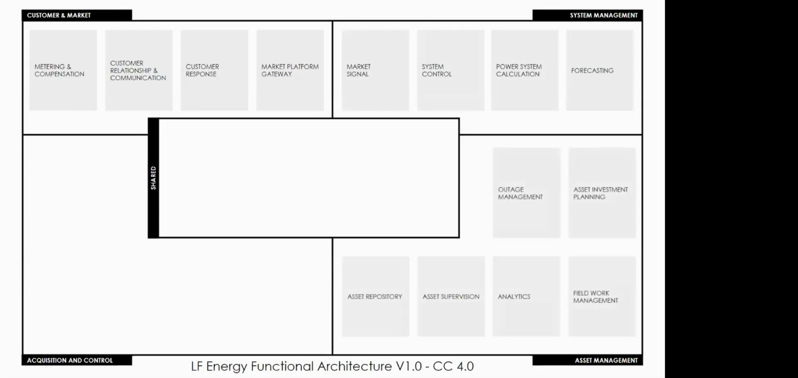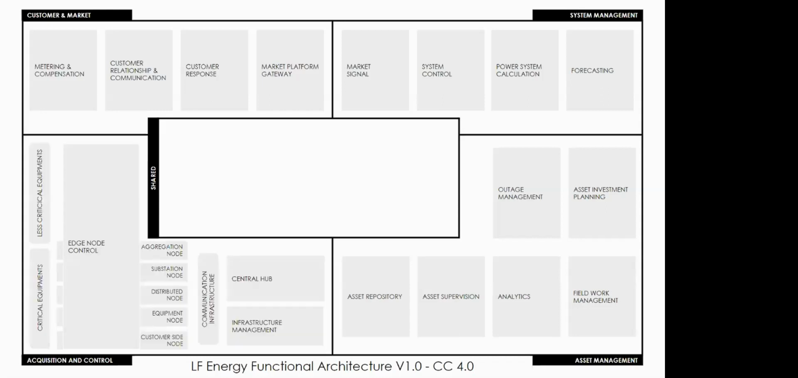also to a few minutes ahead timeframes. In the category asset management, we have a subcategory outage management, for example, that's responsible for all functions to prepare and execute service calls related to planned and unplanned outages. In acquisition and control, we have also multiple subcategories, one of which is Central Hub, that contains all functions related to collecting data and controlling equipment and nodes in the edge.